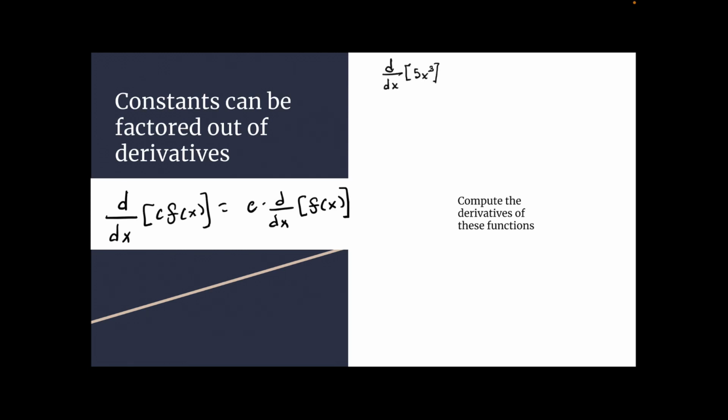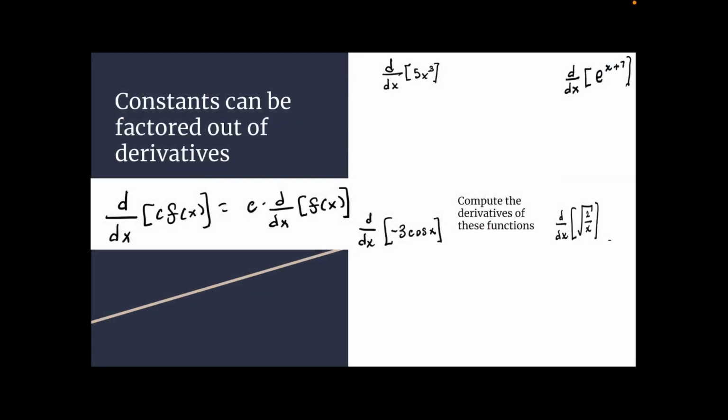So now we're going to compute the derivatives of these functions. First is the derivative of 5x cubed, the next one's the derivative of e to the x plus 7, the third is the derivative of negative 3 cosine of x, and the final one is the derivative of the square root of 2 over x. So I urge you to please pause the video and try them before continuing on with the video.